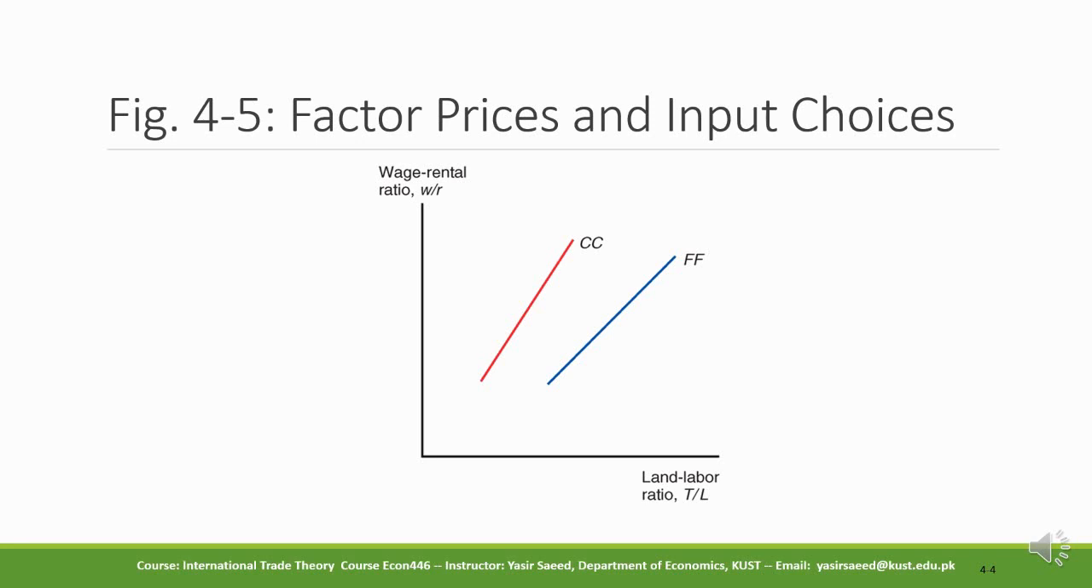You can see here we have, for example, a wage rental ratio W by R. This is a wage rental ratio initially given to us. So at this wage rental ratio, how much land as compared to labor is required for the production of food, that is given by T by L, and we may call it T by L F. And how much land relative to labor is required for production of cloth? That is T by L for cloth.